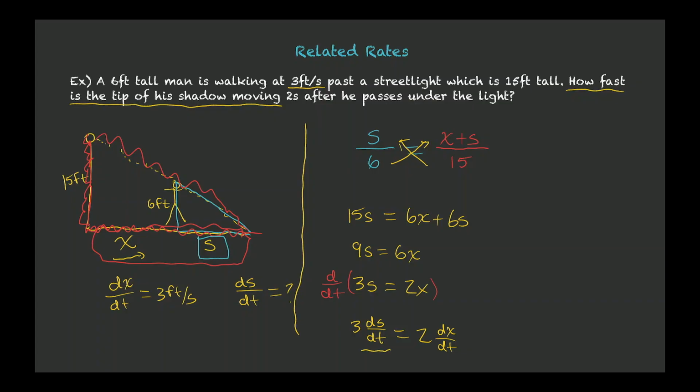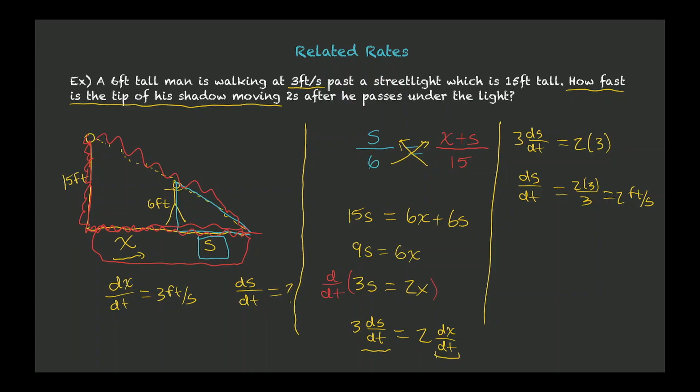Okay, so it's asking us what is ds/dt, and we know what dx/dt is. It's 3, so we can just plug that in and we should be able to solve. Okay, so we got 3 ds/dt is equal to 2 times dx/dt, which is 3. Okay, so that means when we divide, ds/dt will be equal to just 2 times 3 over 3, or 2 feet per second.